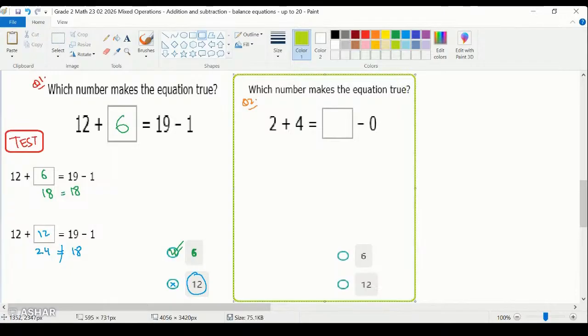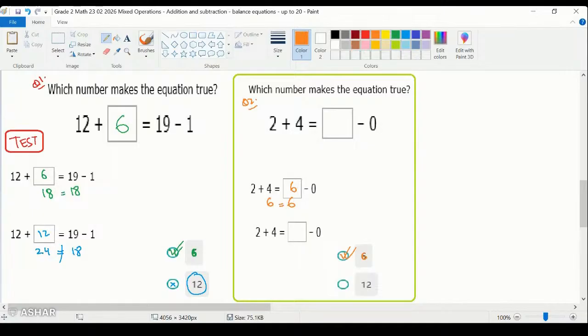Okay. So what is the answer? What we can say is, we can put the values into this equation, right? If we put the 6, 2 plus 4 is 6, and 6 minus 6 was 0. That means we already know this is the answer.